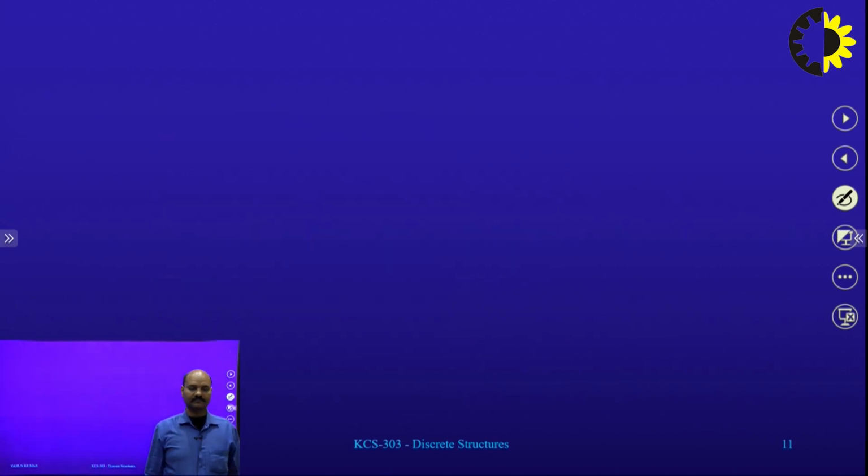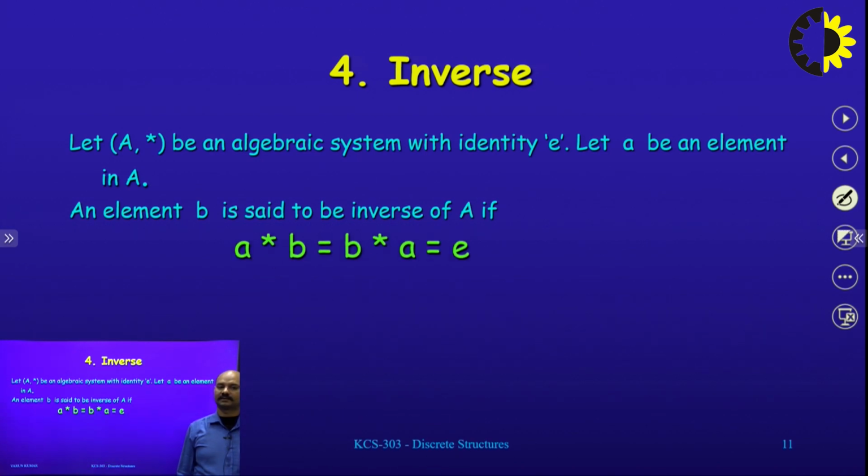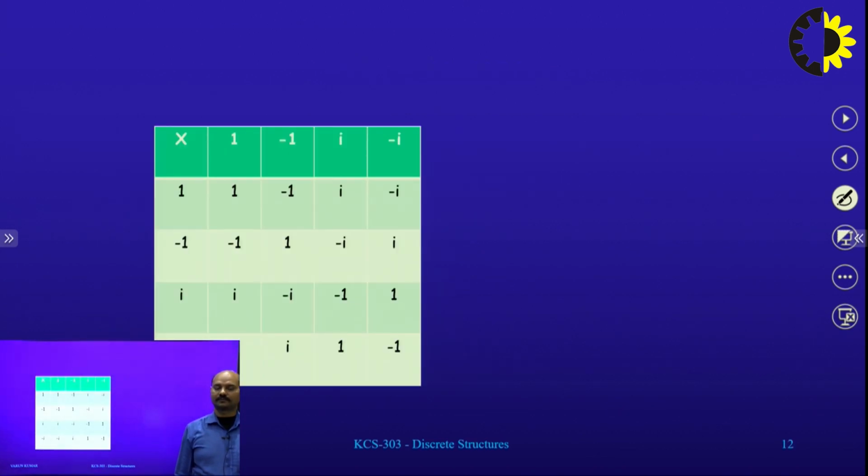Okay. Then next, inverse. For inverse, if A comma asterisk is the algebraic structure with identity element E, let A be an element in A and element B is said to be the inverse of A if A asterisk B is equal to B asterisk A that equals E. If we say that B is an inverse of A, it means the binary operation of an element and its inverse becomes the identity element E. It means we may write A asterisk A inverse equals A inverse asterisk A equals E. So, here are 4 elements.